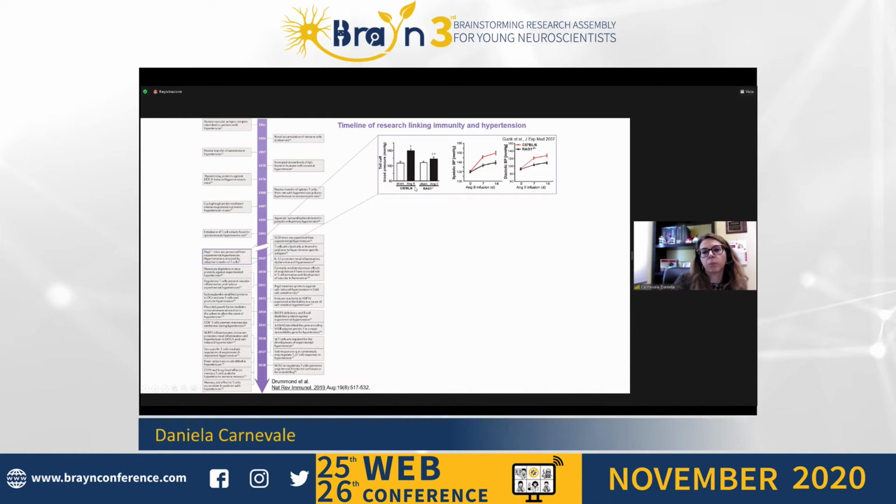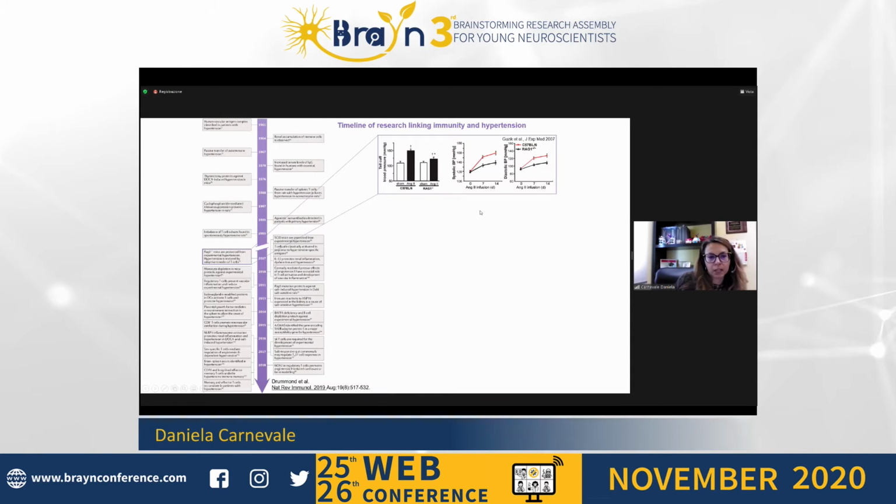In this work, the group of David Harrison exploited the model of RAG1 knockout mice, which are basically devoid of T and B cells, to challenge them with a typical model of experimental hypertension obtained by the chronic infusion of the peptide angiotensin II. With this model, during some weeks, typically 2 or 4 weeks, we see a typical rise of blood pressure that reflects hypertension. In RAG knockout mice, we can see that these mice are protected, meaning that lymphocytes are necessary for hypertension.